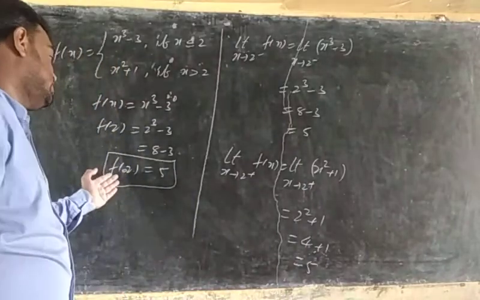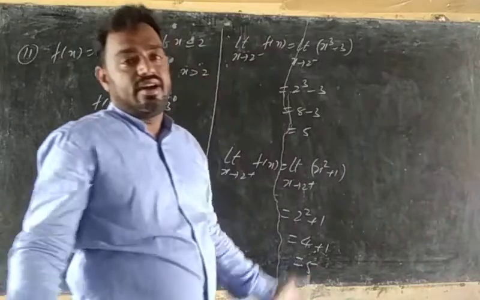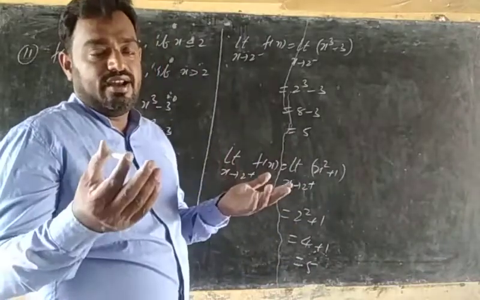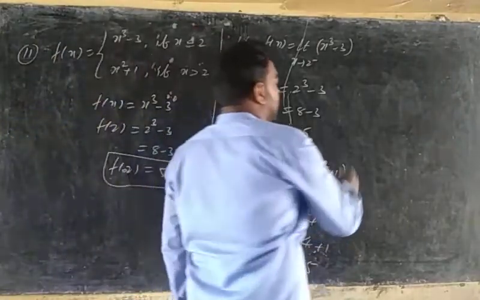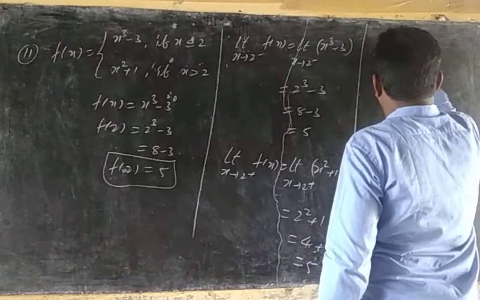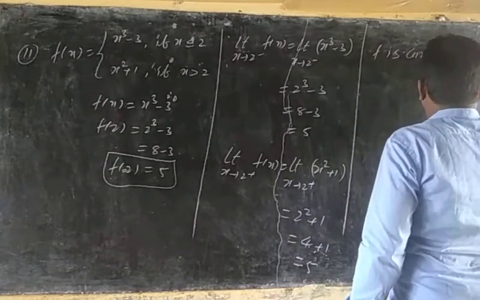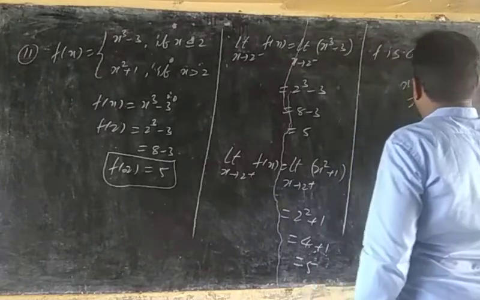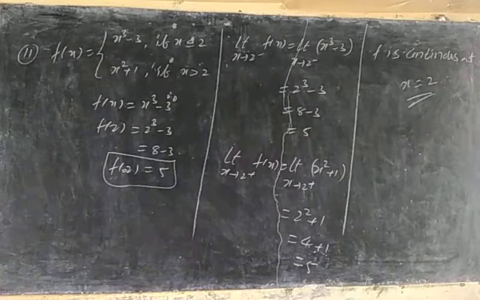See, the function f of 2 value is 5. Left hand limit 5, right hand limit 5. All are equal. So it is a continuous function. It is not discontinuous. Therefore, the function f is continuous at x equals 2. This is the solution.